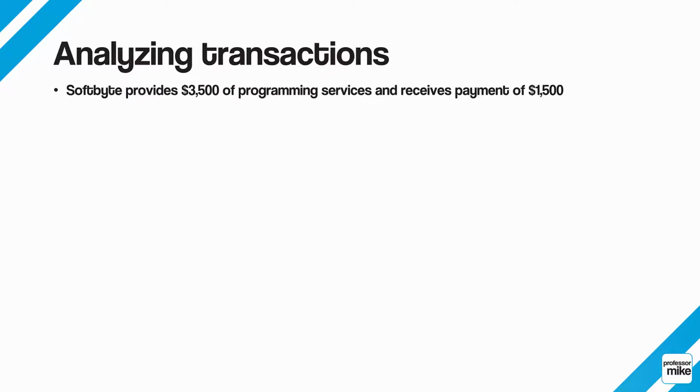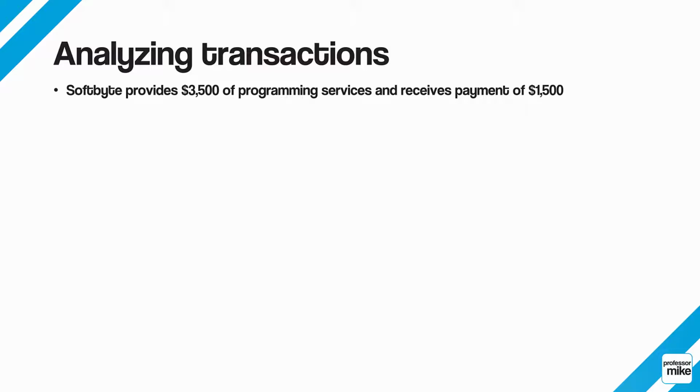Next up, SoftBite provides $3,500 of programming services and receives payment of $1,500. Here's a tricky one. Now, let's start with our first question. Nice and easy. Is this a business transaction? Absolutely. Right? Totally a business transaction. But which accounts are being affected? And to this point, we've only seen 2 accounts being affected in a transaction. And I told you earlier on that we can affect several accounts. And this is a good example of an entry that affects more than 2 accounts.